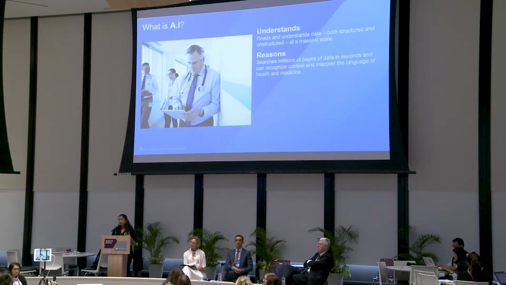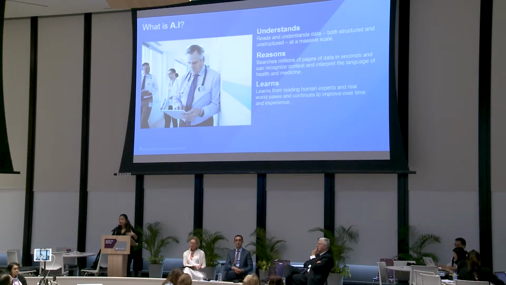So ultimately, it's a system that understands and contextualizes natural language at mass scale. It reasons. It can search through millions of pages of data in seconds, recognize context, and come back with a recommendation for you. And the nice thing is, it will point you back to the evidence where it came up with that. If it says, I am 90% confident that this is the correct treatment option for a patient, it will then point you back to all the literature, the evidence, the medical textbooks, journals, that support that. It learns. The more you use the system, the smarter it gets. And that's where the concept of machine learning comes in. And then finally, it empowers you.